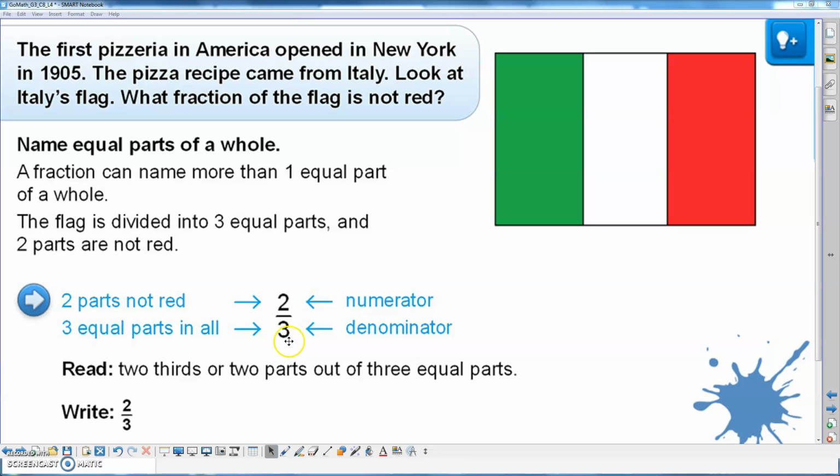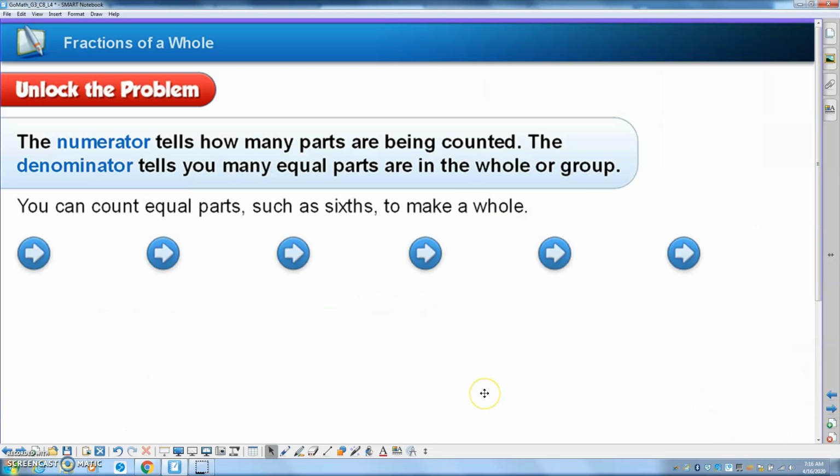So for this fraction, to tell us how many pieces are not red, our fraction would be 2/3. 2/3, or 2 parts out of the 3 equal parts, are not red. And we would write that with the numerator on top, 2, and the denominator on the bottom, 3. So let's take a look at our next problem. The numerator, like we just said, tells us how many parts are being counted. The denominator tells us how many equal parts there are in the whole.